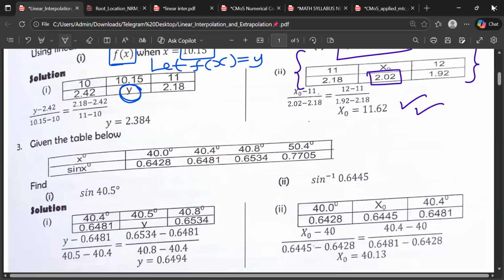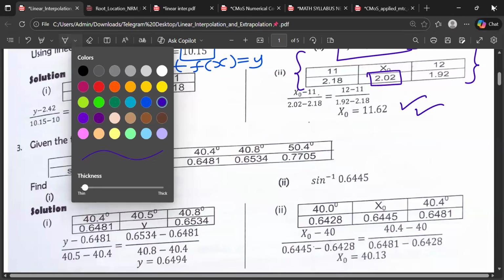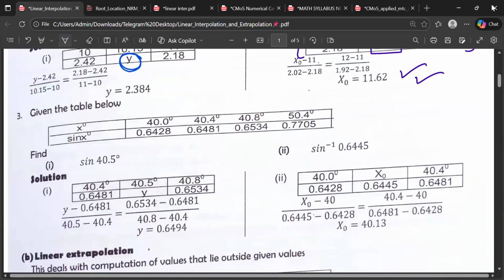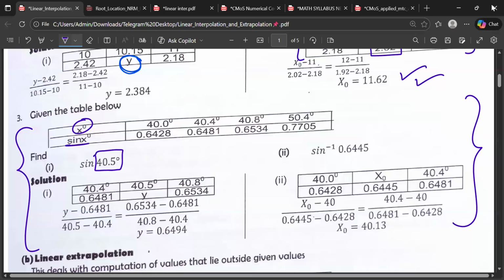Now, this one, trigonometry. Let's see this number. Remember, it's all about you interpreting very well. Look here. They're having a column for x degrees, then for sine x degrees. So they said we want the sine of 40.5. So what they provided is the angle, which is x, and it is falling here, not so? It is 40.5, so it is between 40.4 and 40.8 there.